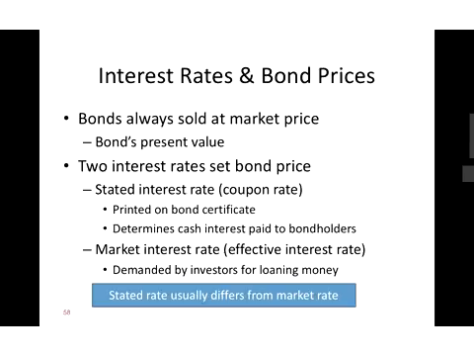So there's 2 interest rates that set the bond price. The first one is the stated interest rate or the coupon rate. Okay, so the stated interest rate or the coupon rate is what the bond pays. That's how the cash interest is calculated. Then the market rate is the effective interest rate. That's what's demanded by the investors for loaning money.